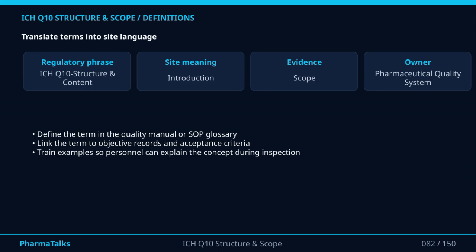We need to ensure that these definitions are linked to objective records and acceptance criteria, which helps maintain consistency and compliance. Training personnel with examples is also vital, empowering them to confidently explain these concepts during inspections. This proactive approach supports a shared understanding across the site, enhances communication, and ensures regulatory expectations are met.